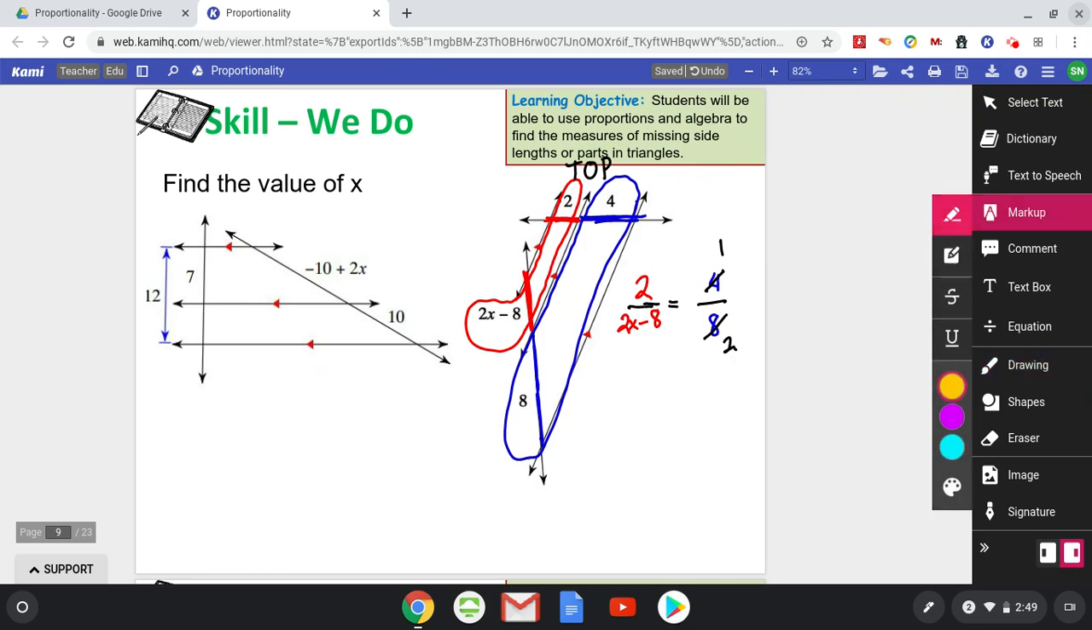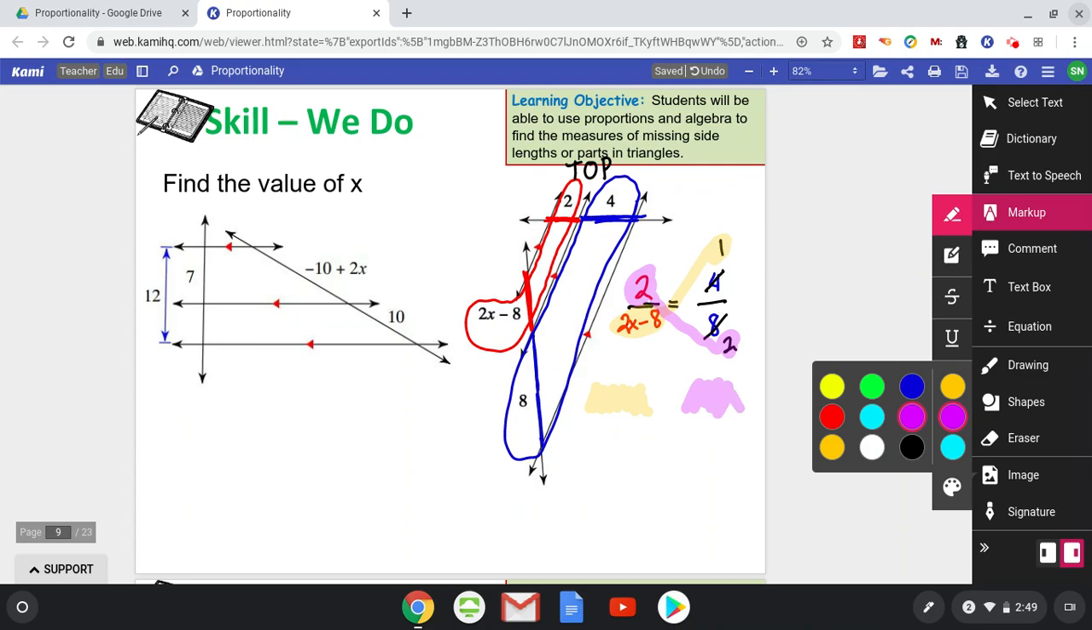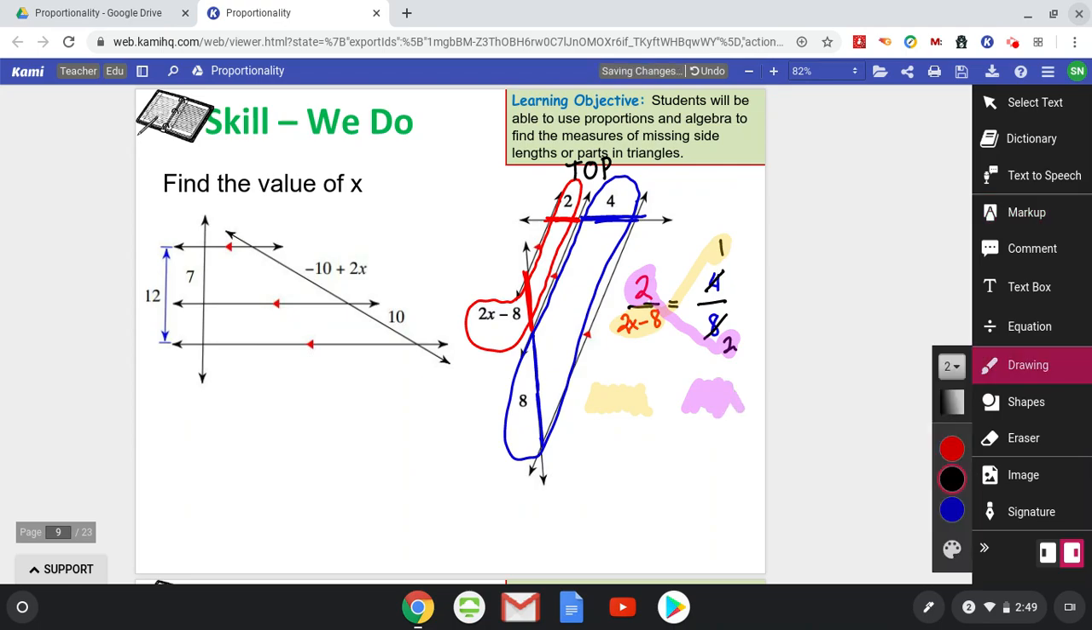Now I will be cross multiplying, so I will multiply 1 times 2x minus 8, that will be one side, and that's going to be equal to the cross multiplication of 2 times 2, that's going to give us the right hand side. In the orange section we have 1 times 2x minus 8. In the purple section we have 2 times 2.